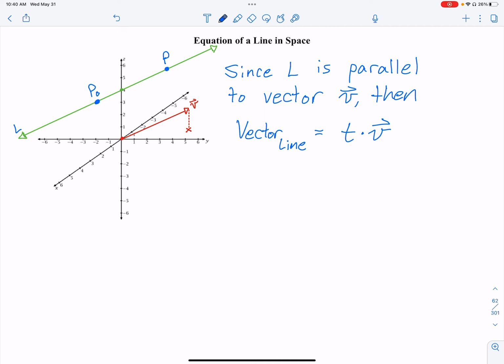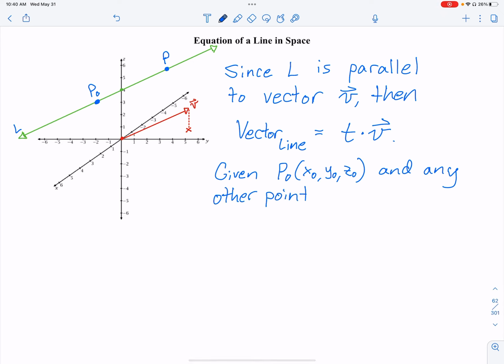Okay, so we're going to pick 2 points on that line, and give them names, or give them components. So P sub 0 is going to be X naught, Y naught, Z naught. And then any other point, we'll call this P, and we'll just call it X, Y, Z. P naught is our specific point in our reasoning, and X, Y, Z is going to be our generic point. So that's where we're going to get X's and Y's from.